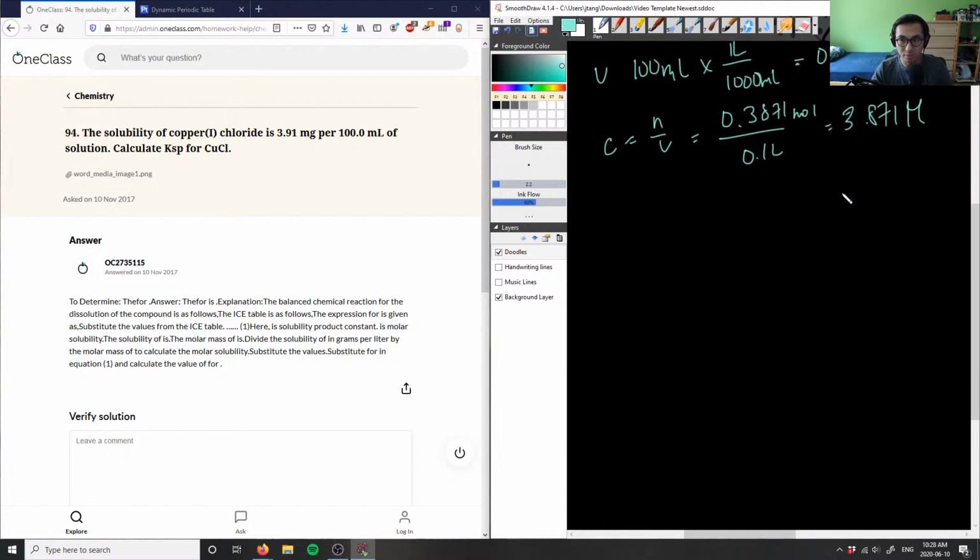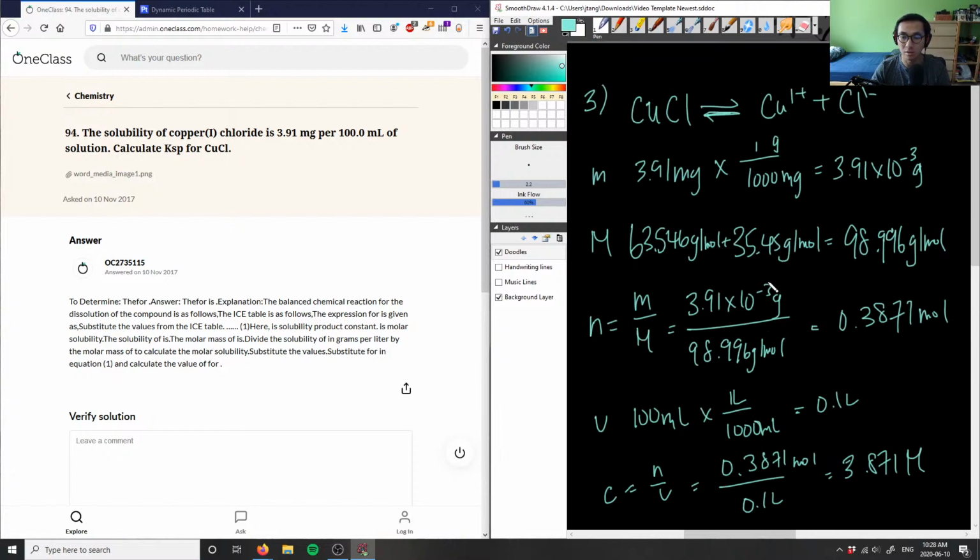So what we can do now is figure out our KSP value by simply looking at our ICE table here. Because we're not given our KSP for our equilibrium reaction, that's going to be something that we're going to be solving for. So we can do that actually.